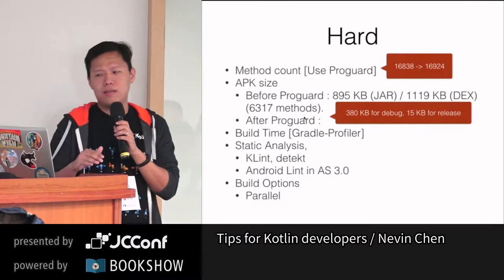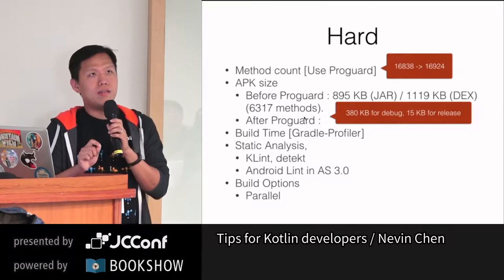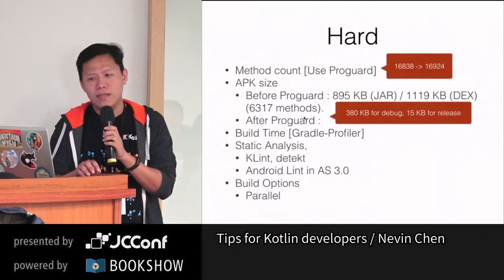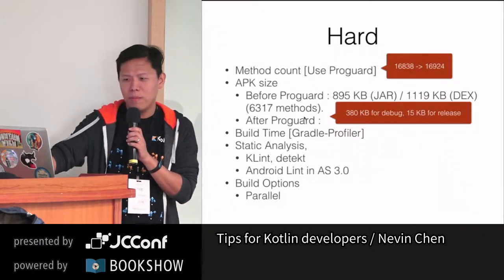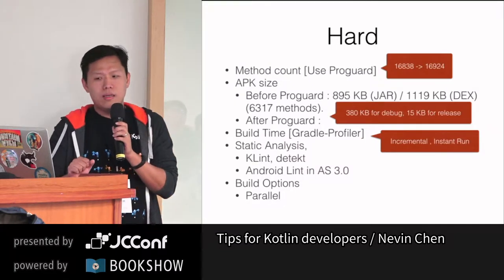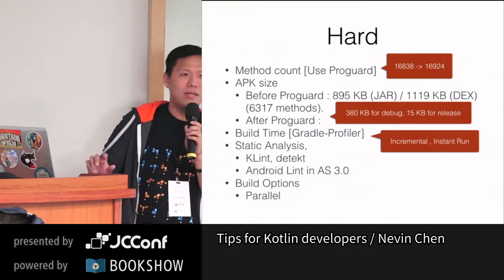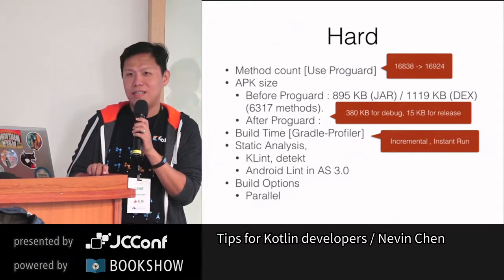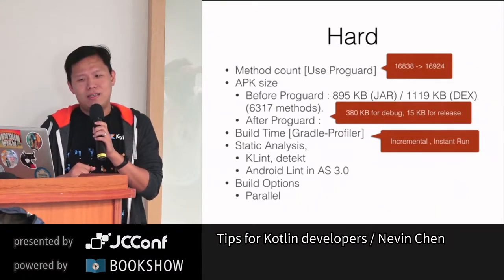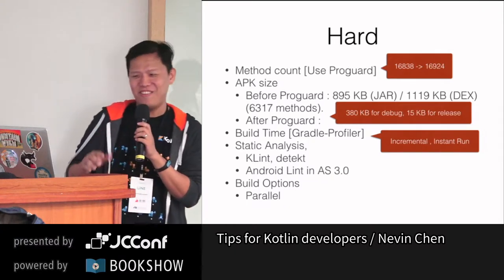We have different compile options for release and debug, but this really depends on how much Kotlin code is in it. But I have to say the impact is small. And the build time: I used Gradle Profiler. I found that incremental build and instant run are almost not affected. So I would say it won't affect your build time. But if you're using a full build, you probably have some impact, but the user will get the release like 5 minutes later. I think that should be fine, right?